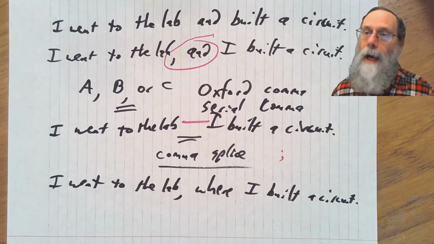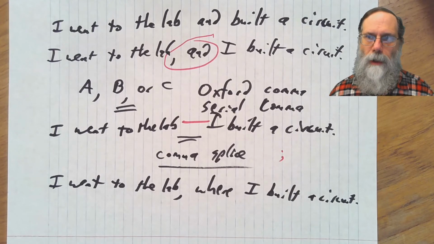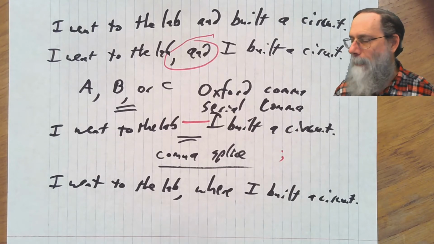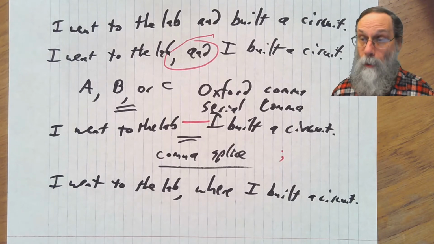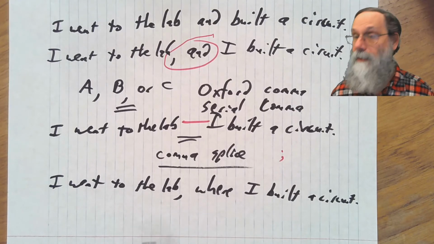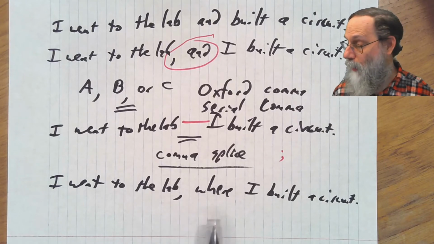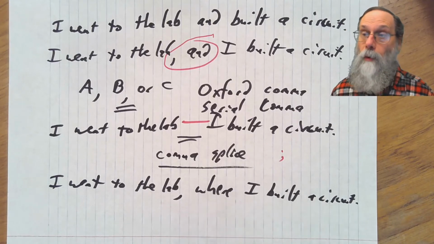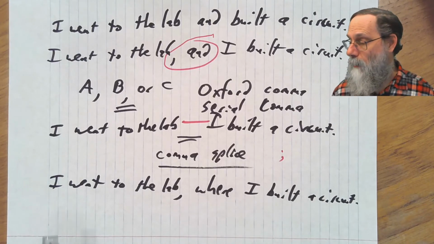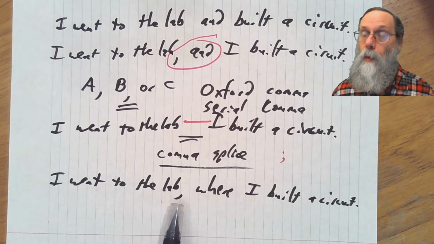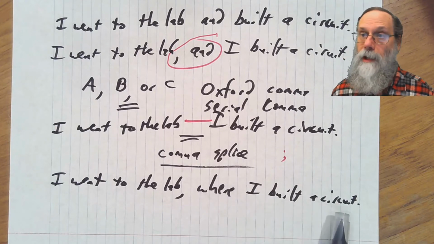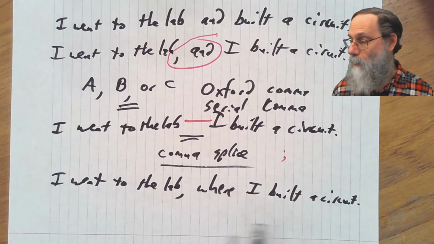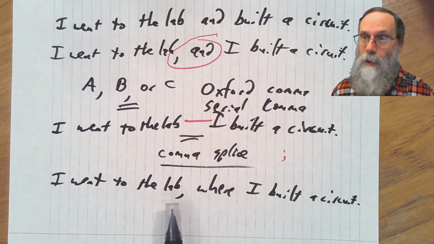If I left the comma out, I would be asserting that the clause "where I built a circuit" is defining which lab I mean, and that you don't already know which lab, because you have to read the restrictive clause "where I built a circuit" in order to know which lab I'm talking about. So the comma is used when it's non-restrictive, when this clause is providing additional information that's just extra. It isn't changing which lab I'm talking about.